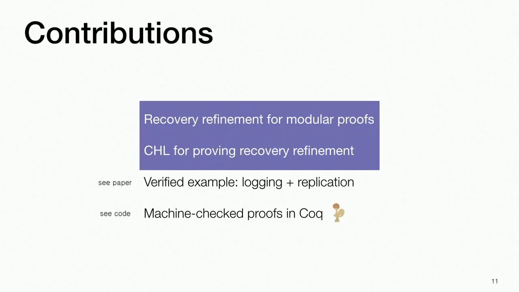OK, so the main contribution in this work is recovery refinement, which is the approach that we use to get modular proofs. And I'll also talk, if I have time, about Crash Hoare Logic, which is how we connect Argosy to Crash Hoare Logic to prove a particular implementation correct. And see the paper for details on an example that we verified featuring write-ahead logging on top of replication, the same example I've been using. And all of our code is backed by machine-checked proofs in the Coq proof assistant.